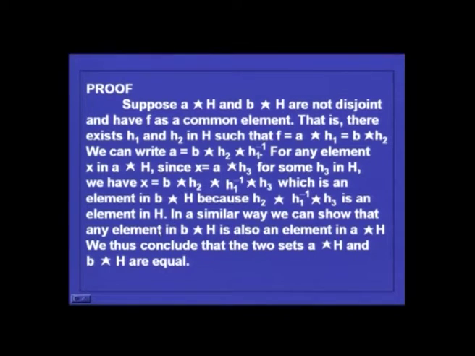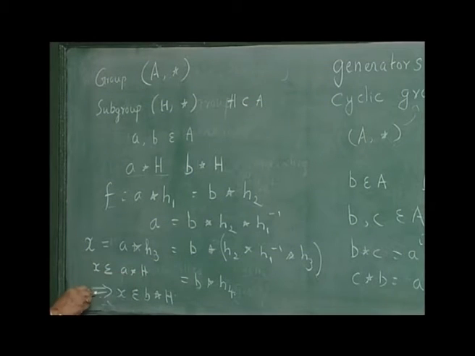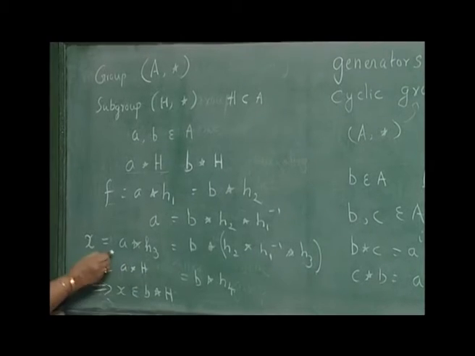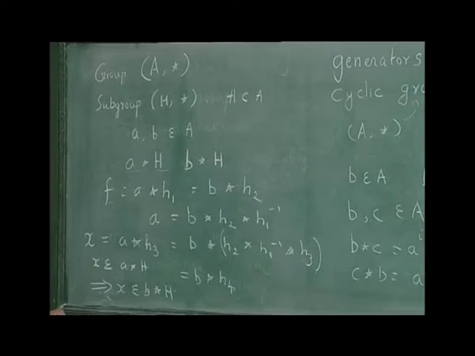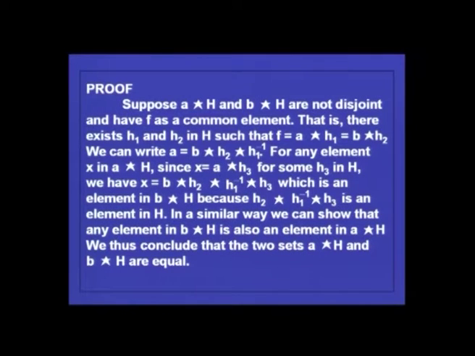So, that means X belongs to A star H implies X belongs to B star H. In a similar manner, you can prove that if X belongs to B star H, X belongs to A star H. The converse of this you can prove. That means these two are identical. So, we show that if they are not disjoint, they are identical.